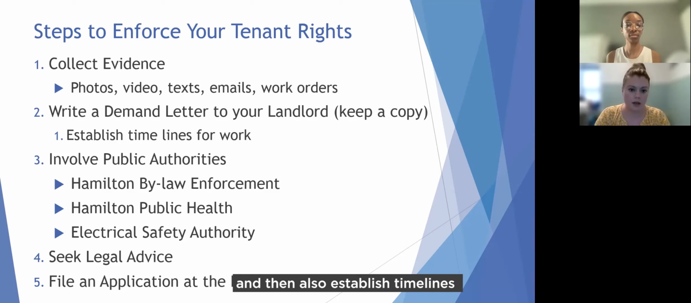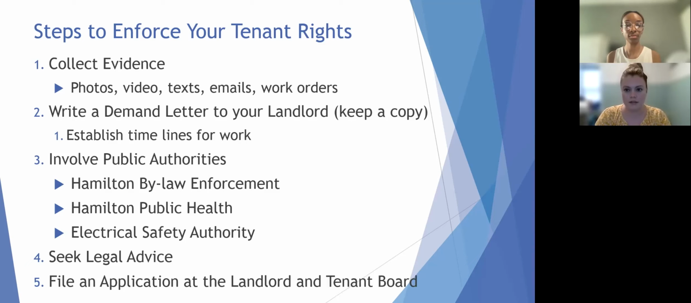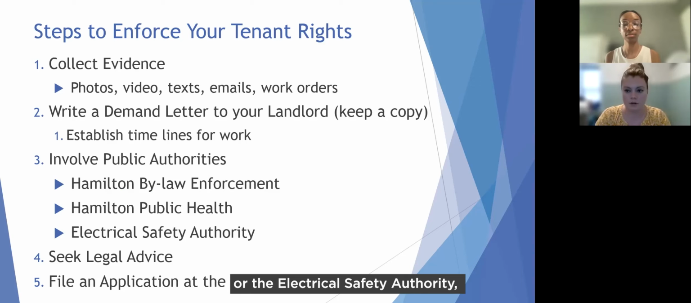Then also establish timelines for work to be done, and if those timelines are not met, follow up and potentially involve public authorities, like Hamilton bylaw enforcement if there are maintenance or repair issues in the unit, public health, or the Electrical Safety Authority, depending on what the issue is. And again, we definitely advise you to get legal advice if your landlord is not respecting your rights, including advice on whether you should file an application, what type of application to file, and the steps to do that.